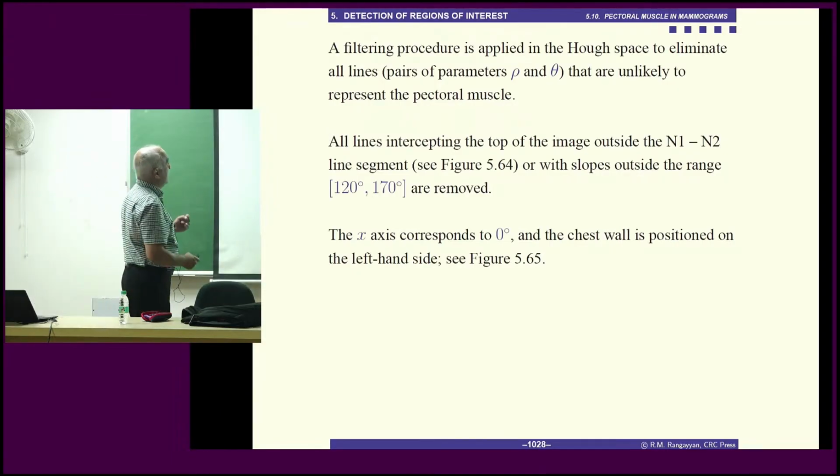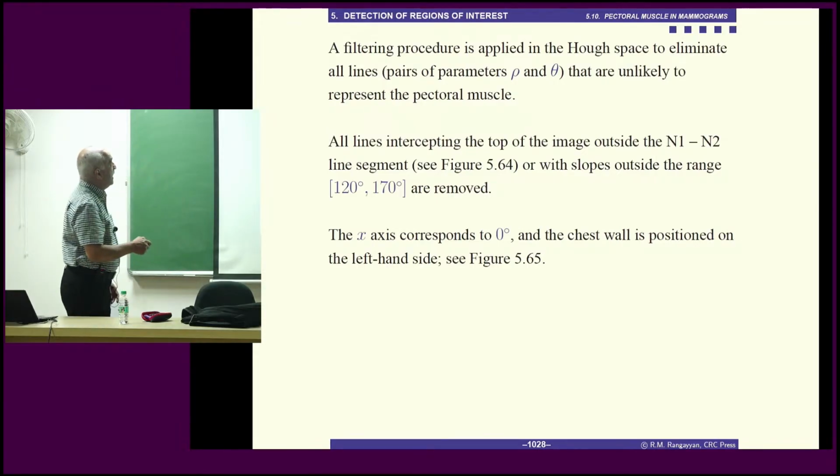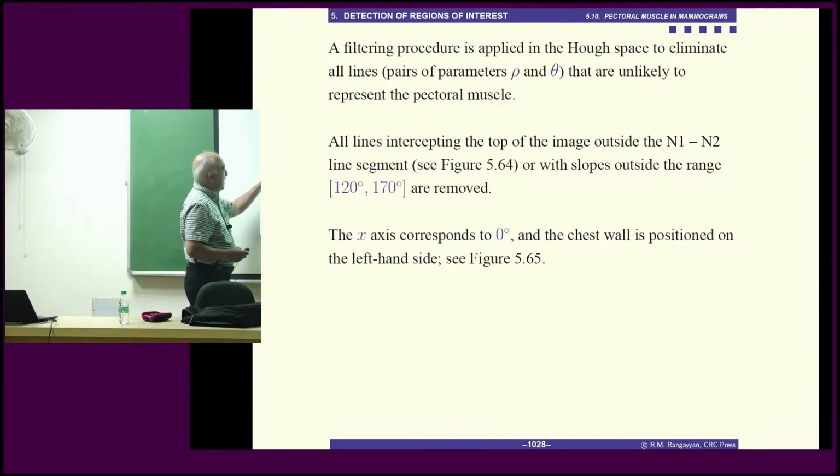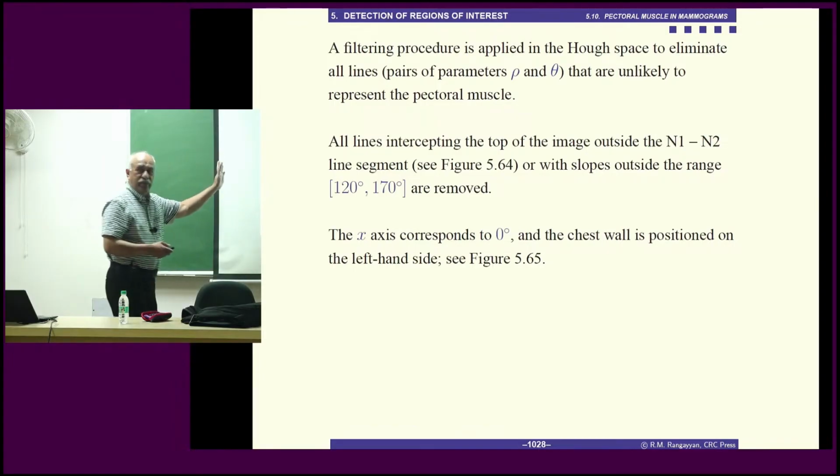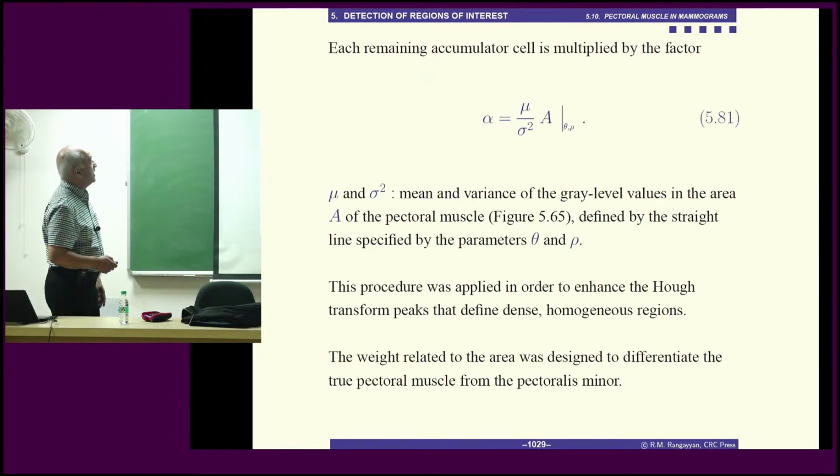For that, there is a filtering procedure. All lines intercepting the top of the image outside N1 to N2, or with slopes outside the range 120 degrees to 170, are removed. We are not interested in those lines. They cannot be the pectoral muscle. The x-axis corresponds to 0, and we have seen that coordinate system.